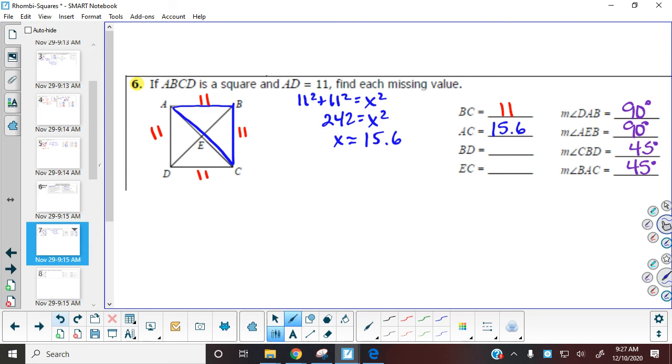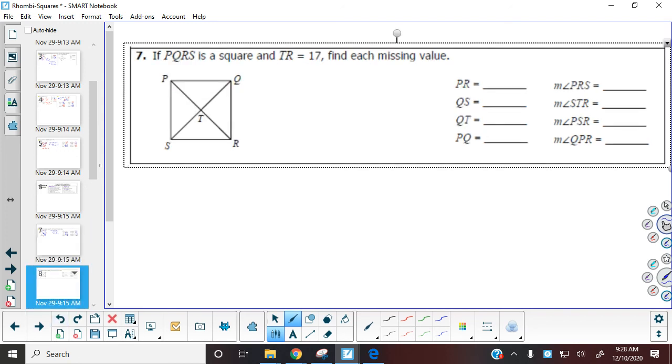BD is the other diagonal, and because it's a special type of rectangle, those are congruent. And then EC is only half of that. So we're just going to divide that by 2, and we get approximately 7.8 for that component. Okay? So I'm going to ask you guys a couple questions about number 7. So just make sure that you're being intentional and really trying.